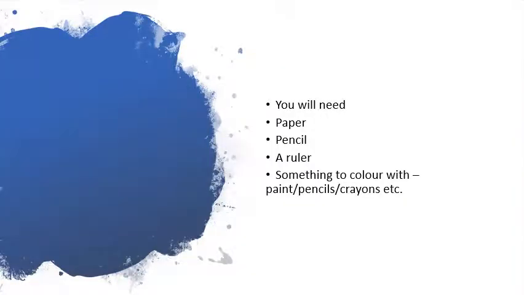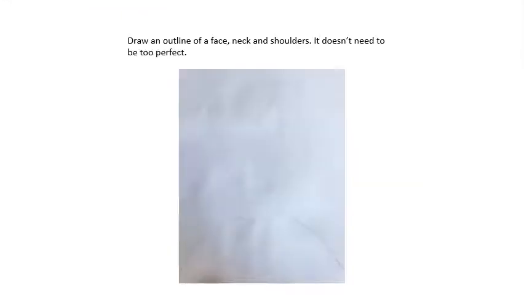For this task, you're going to need paper, pencil, ruler, and something to colour in your portrait with, so that can be paint, pencils, crayons, anything you like. First, draw the outline of a face, neck and shoulders, and it doesn't need to be too perfect. If it's not an exactly perfect oval for the face, it doesn't really matter for this.